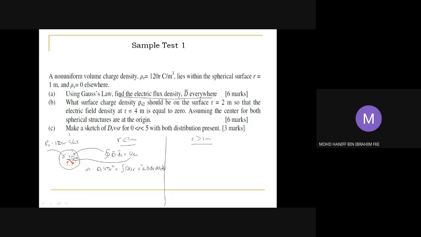All right, so we can proceed now with the integration. We have D_r 4 pi r squared. On the right hand side, we have 120 times the integration of r to the power of 3 dr, the integration of sine theta d theta, and the integration of d phi. What should be the range of r now? What should be the range of r now?